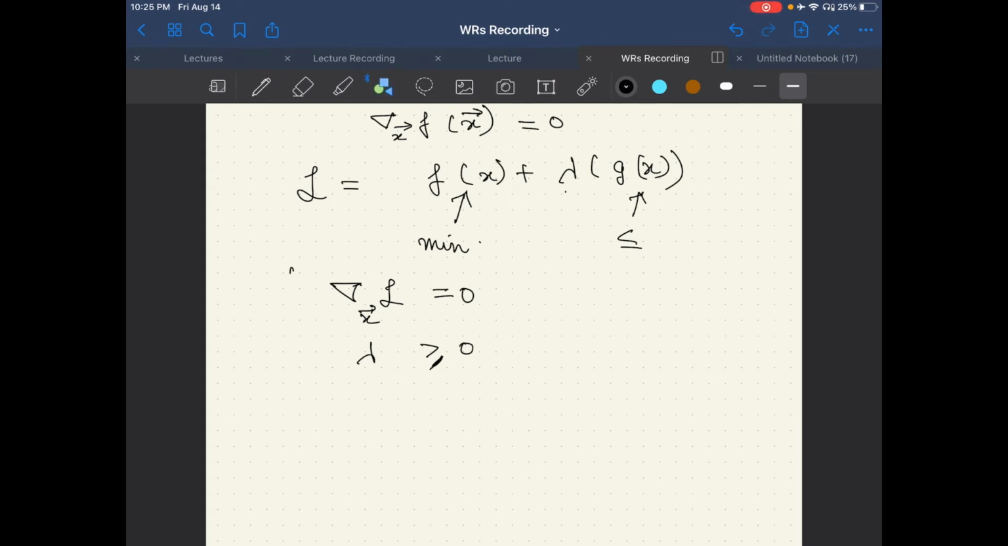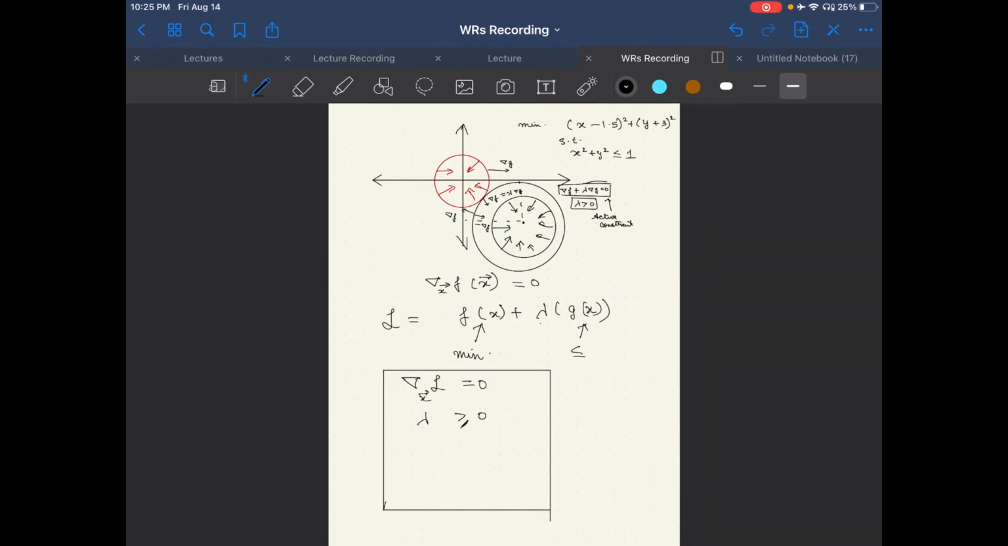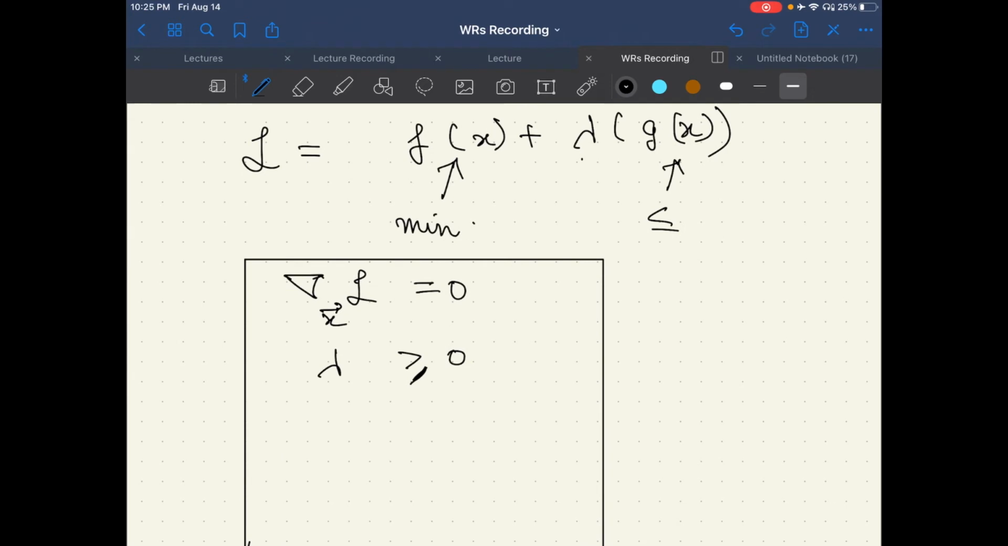So when we try to combine these conditions, we can write them together, that is, for both these conditions, be it active, be it inactive, we should have lambda greater than or equal to 0 and the gradient of Lagrange with respect to x equal to 0. Also, we can say that either lambda has to be 0 or the constraint under consideration has to be 0.